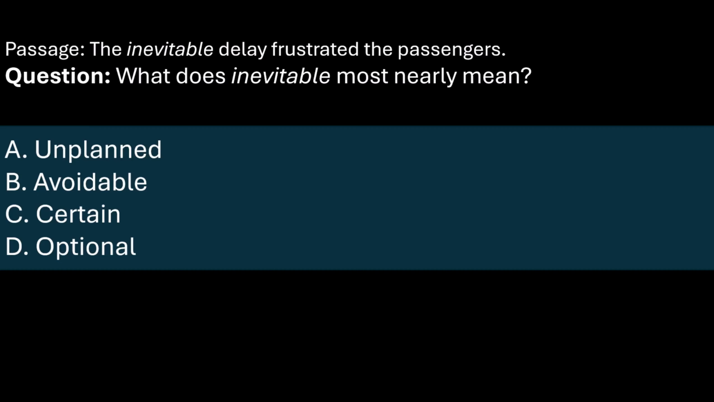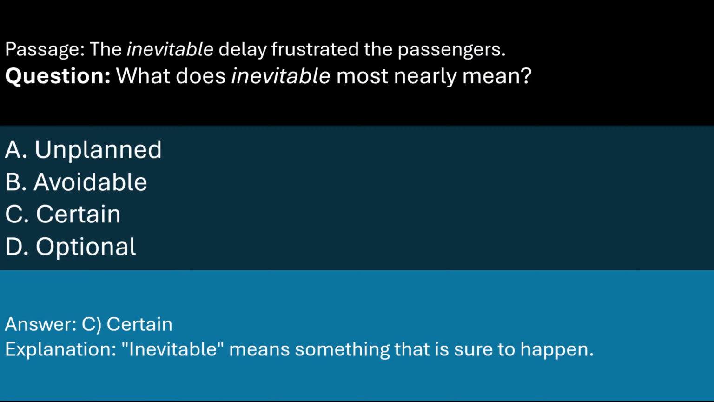So the inevitable delay frustrated the passenger. What does inevitable most nearly mean? So let's see. Unplanned, avoidable, certain, optional. So let's see the right answer. Certain. Inevitable means something that is sure to happen. So certain.